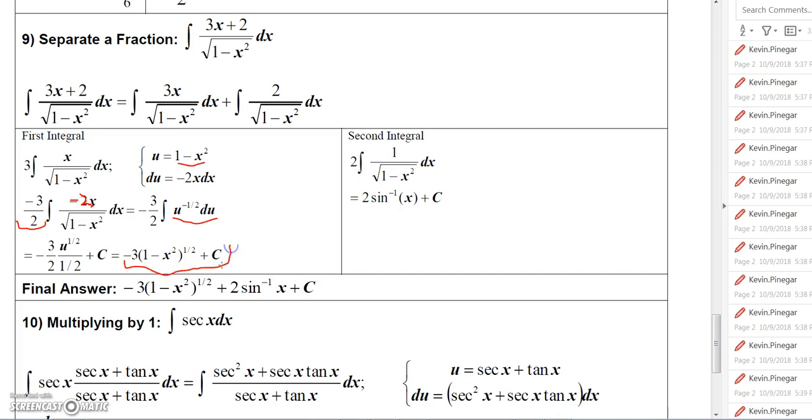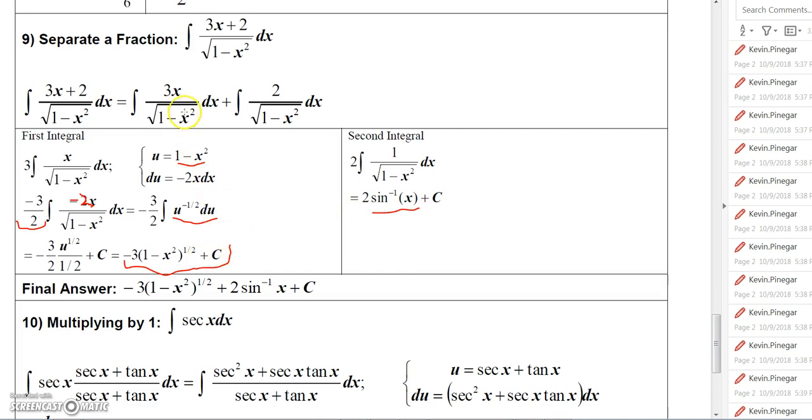Now that's just the first integral. We still have to do the second integral. The second integral is 2 times, factoring the 2 out, the integral of 1 over the square root of 1 minus x squared dx. Well, if you let u be x, then du is dx, so this is actually du over the square root of 1 minus u squared. If you go back and look at your inverse trig functions, you'll see that this integrates to the inverse sine of x. So you have the 2 out front, so that's going to be 2 times the inverse sine of x plus a constant.